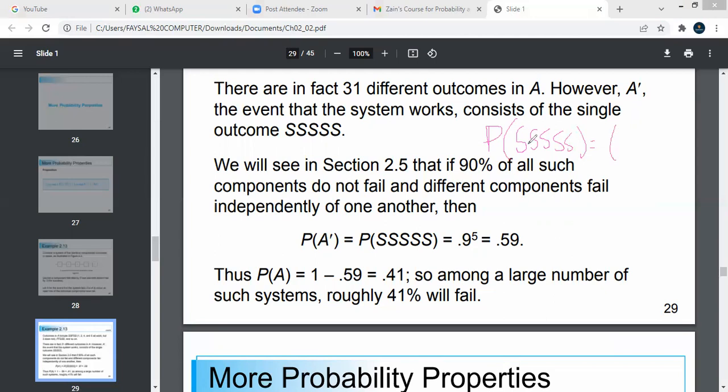As we know, the probability for one S equals approximately 0.9. And there are how many S? 1, 2, 3, 4, 5. So 0.9 to the power 5 will be 0.59. Now this is the probability of all success. So the probability of A dash equals 0.59.